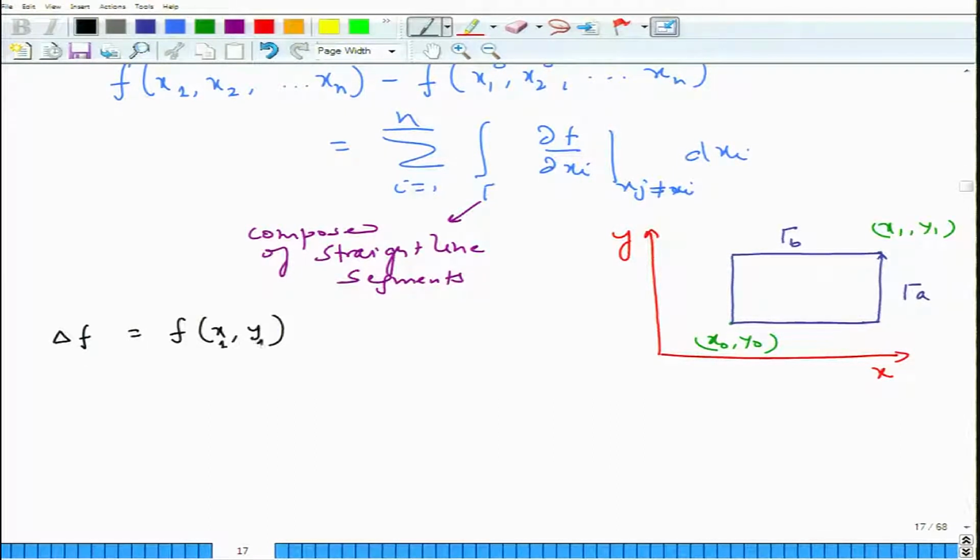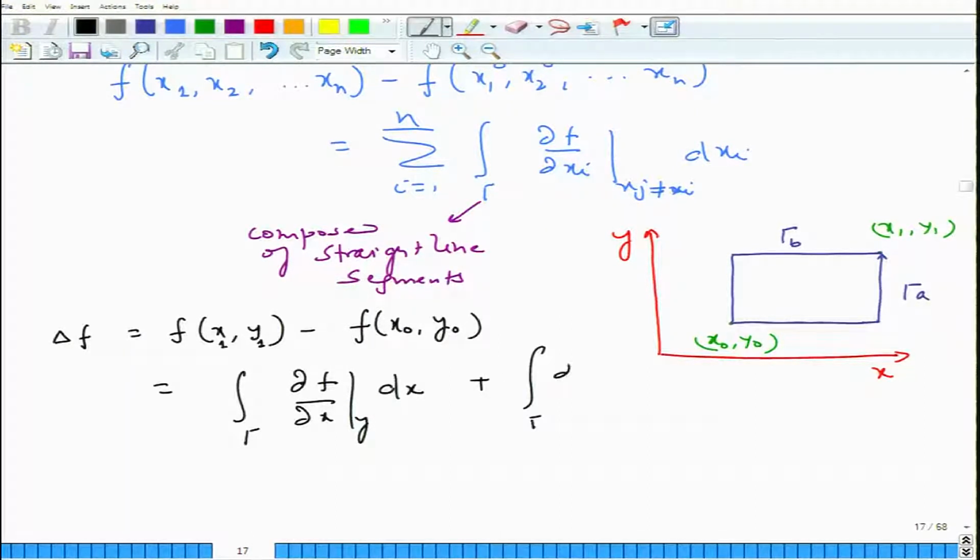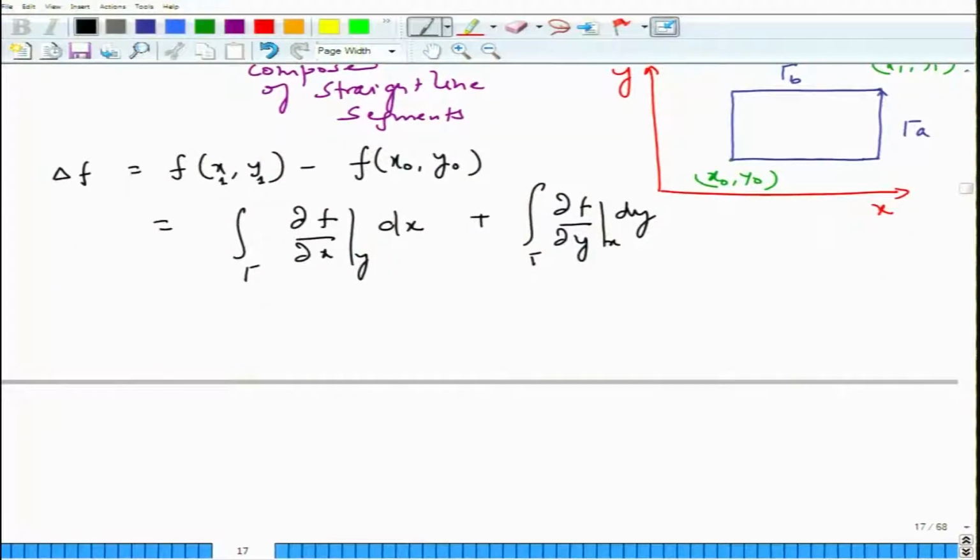So this will be f(x1, y1) minus f(x0, y0). Okay, so based on this definition which we have put here, this delta f can be written as del f by del x at fixed y dx plus del f by del y at fixed x dy. Now, since we can consider two different paths, we are going to derive this expression for two different paths, and you can clearly see that the expressions are going to be different.